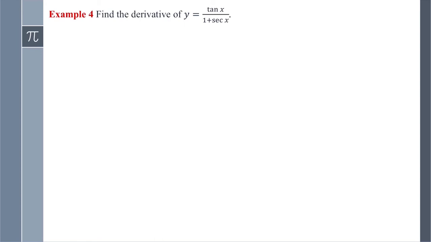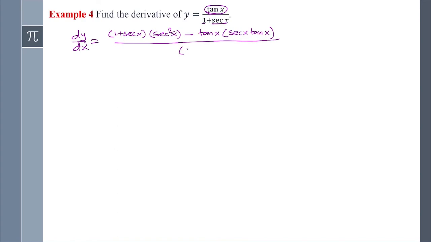Now the next example is to find the derivative of this function. Here we have to use the quotient rule. So let's go ahead and find the derivative. dy over dx equals, now the quotient rule is the denominator, which is 1 plus secant x, times the derivative of the numerator. The derivative of tangent x is secant squared x, then minus the numerator, which is tangent x, times the derivative of the denominator. The derivative of 1 is 0, the derivative of secant x is secant x tangent x, then divided by 1 plus secant x squared.